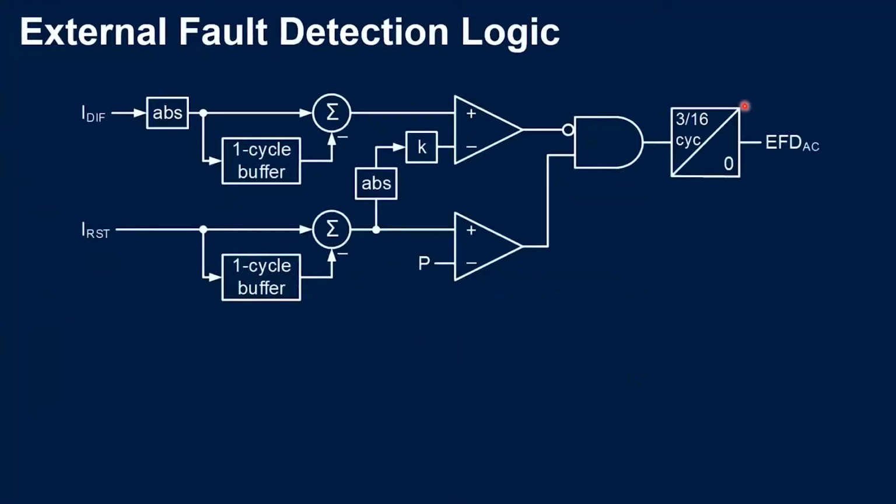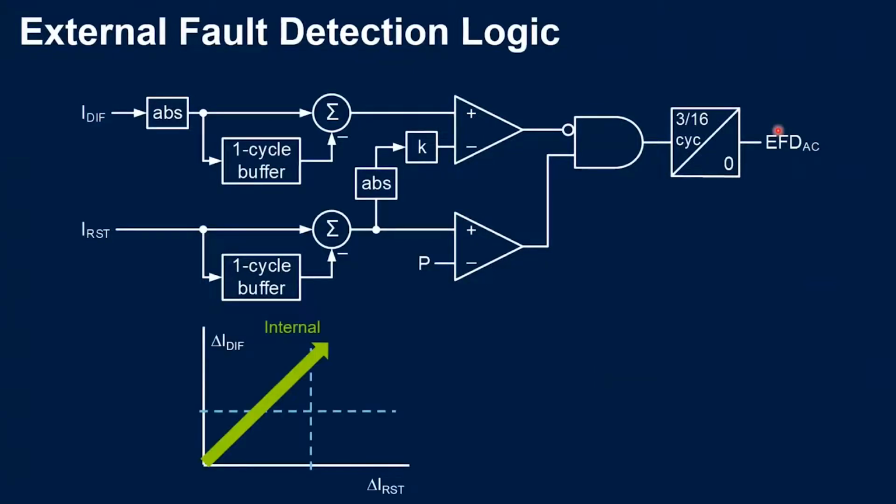Here we have the logic for the external fault detection. So take a look at the result. This is very important. It's external fault detection. It's not saying CT saturation detection, okay? Because what we are doing is just to detect that the fault is external, and based on this, we will take some actions that will help to prevent a misoperation in the case we have a CT saturation.